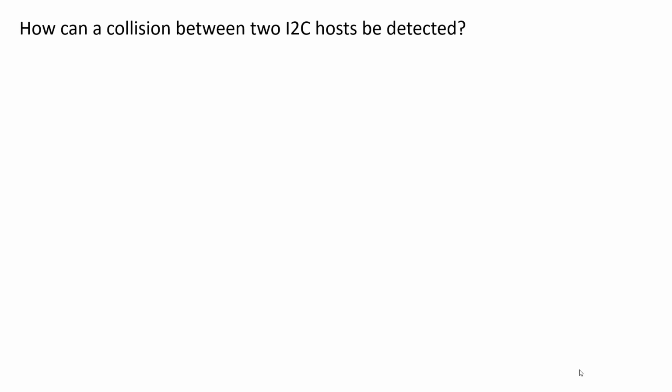How can a collision between two I2C hosts be detected? Well, this is what I was describing earlier. If my intent is to put a 1 out there and I'm seeing a 0, then there must be a collision going on. That's basically it.